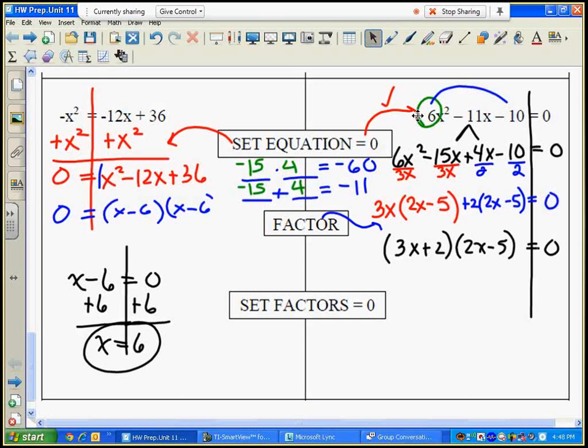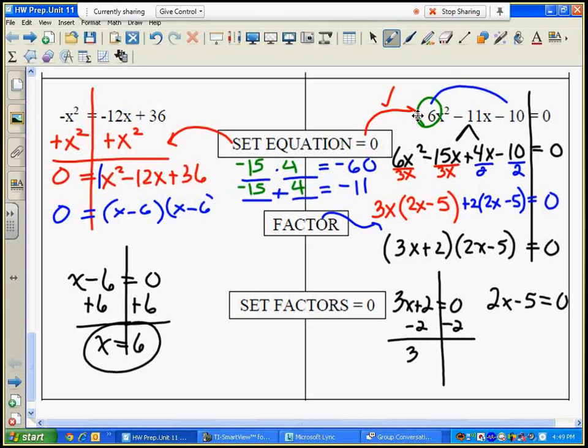We got ourselves a zero product here. We've got two things that multiplied equal 0, so we'll set each one of those equal to 0. So 3x plus 2 is equal to 0, and 2x minus 5 is equal to 0. Well, you can see at first glance that these are not going to be one-steppers. That's okay. You'll also notice that these are not going to give us whole numbers, they're going to give us fractions. So the first one is negative 2/3.